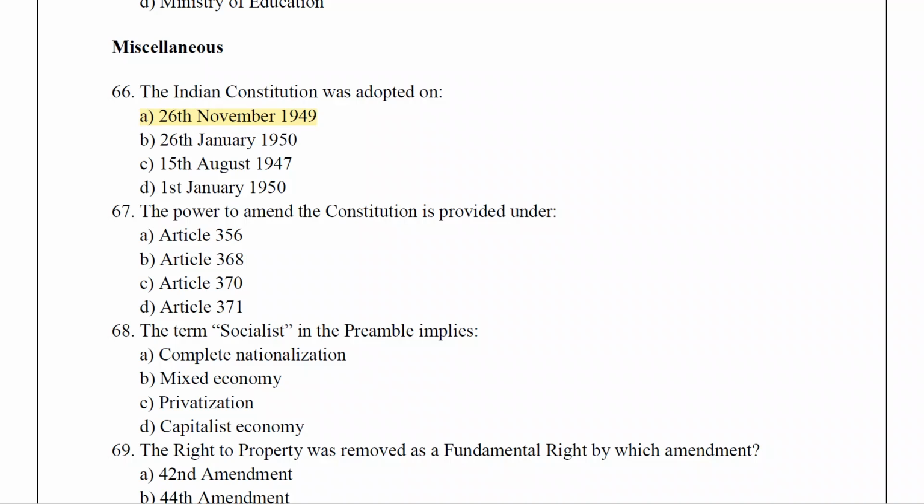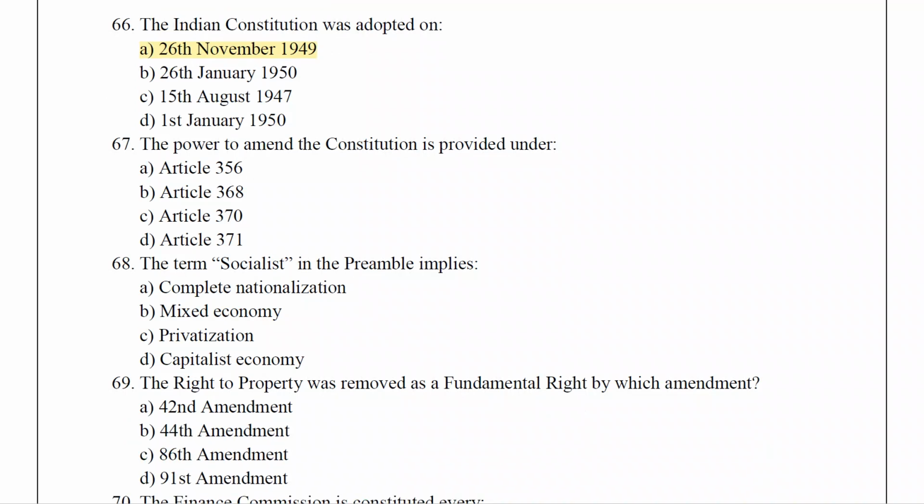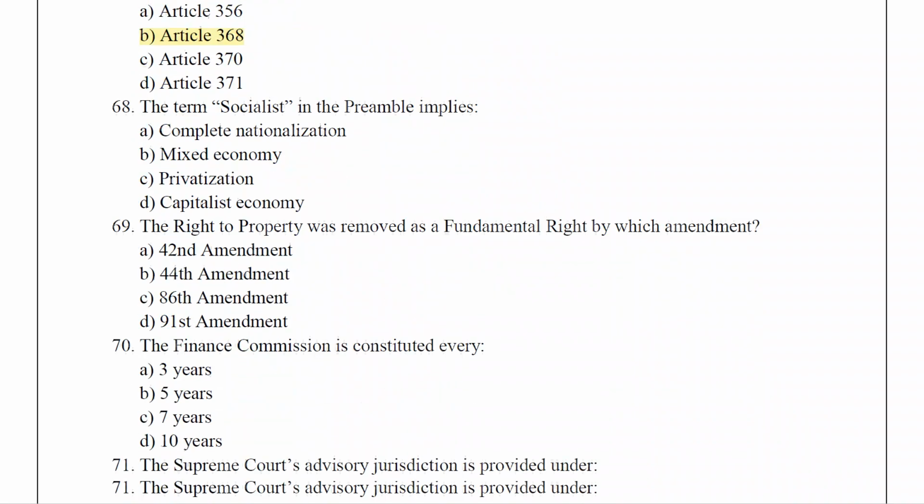Read it clearly. The power to amend the Constitution is provided under Article 368. The term socialist in the Preamble implies mixed economy.